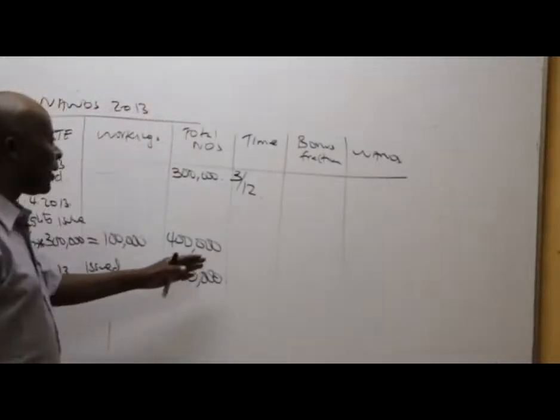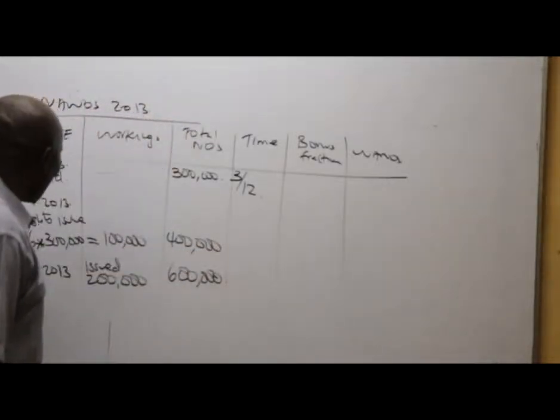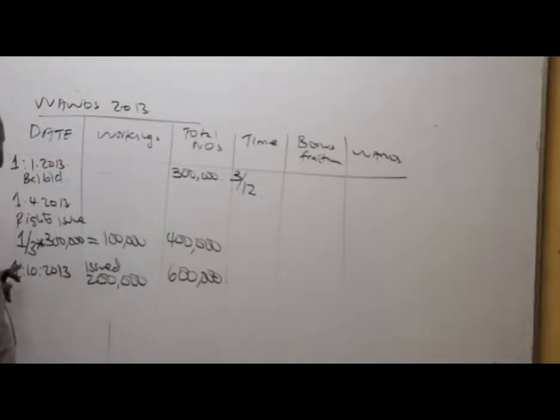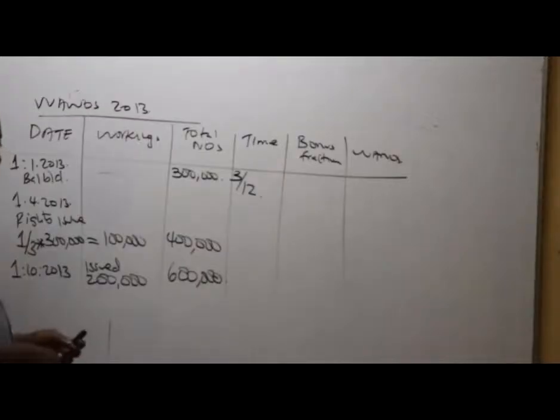So now give me the time. Tell me here, from 1st April to 1st October, how many months do we have in between?